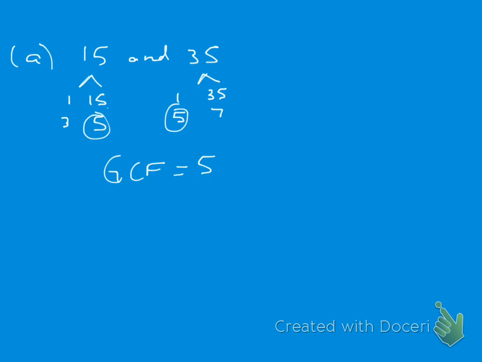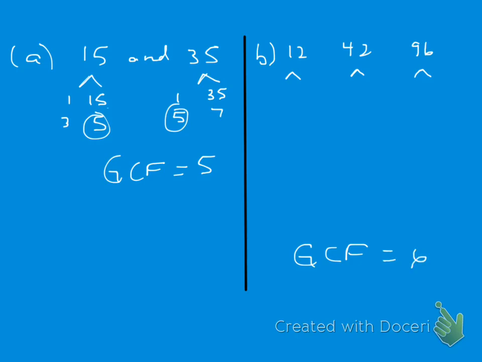Okay, so you do B. 12, 42, and 96. So what do you have for GCF? 6. Okay, so several people have 6.